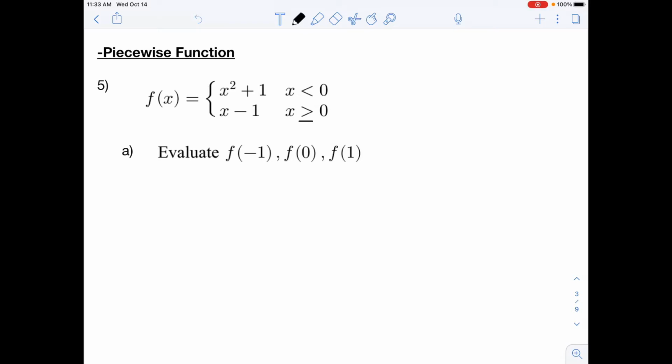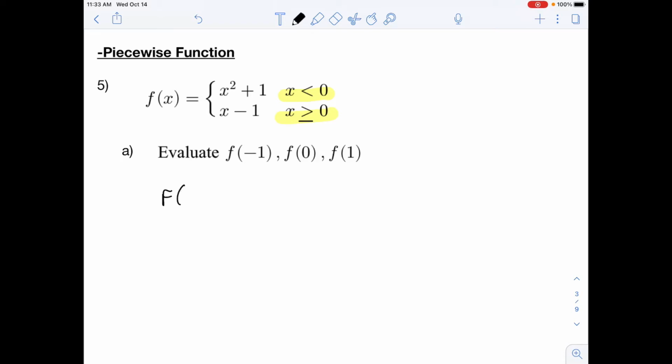And it doesn't have to be just two functions. I mean, it could be multiple. We're just going to work with two functions. So the key thing is that we have this restricted domain. So what that means is you're interested in this function x squared plus 1 when x is less than 0. When x is greater than or equal to 0, you're interested in this function.